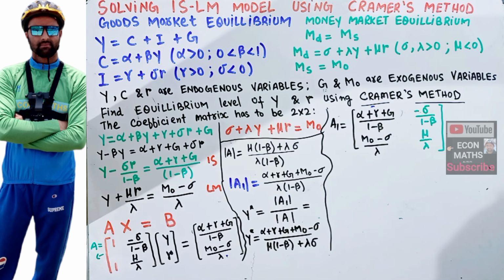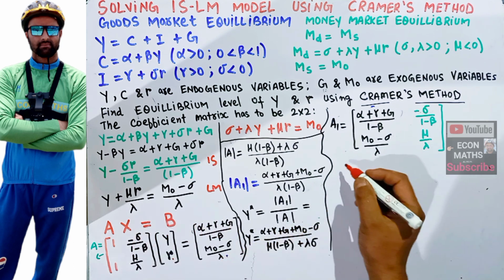Let me write it here. To find the equilibrium level of interest rate, we replace the second column of the coefficient matrix with the vector of constant terms. Let me repeat it here. Initially, to find the equilibrium level of income, we replaced the first column with the vector of constant terms. To find the value of R, we replace the second column of the coefficient matrix with the vector of constant terms. Simple thing, and form a new matrix.